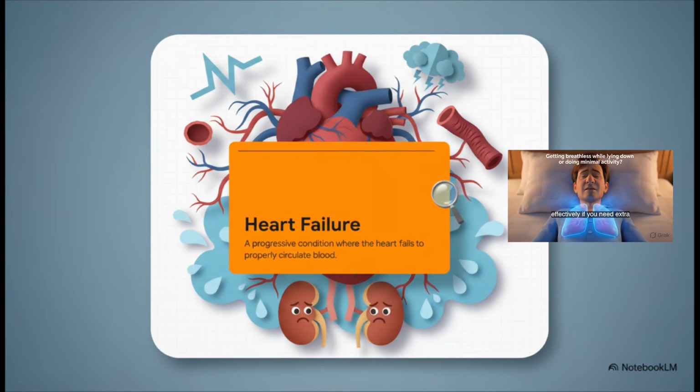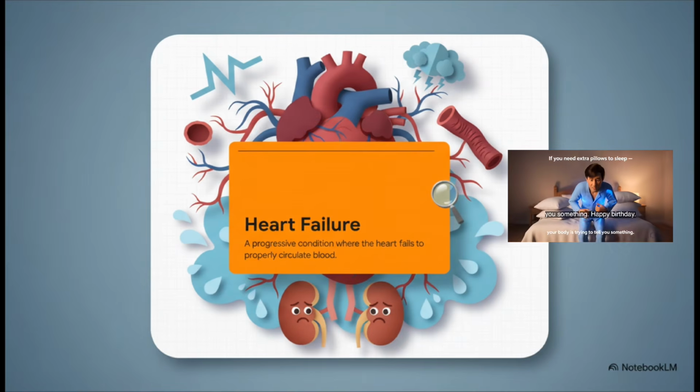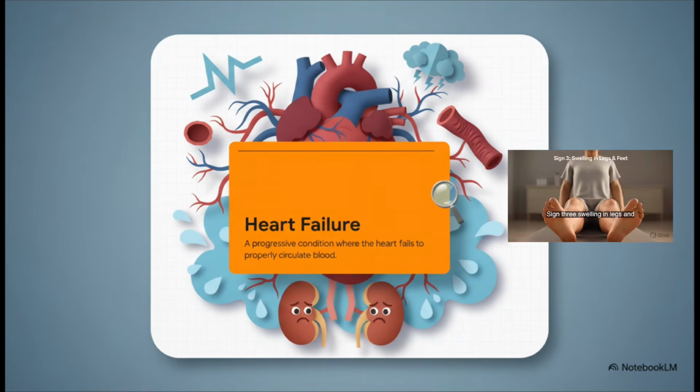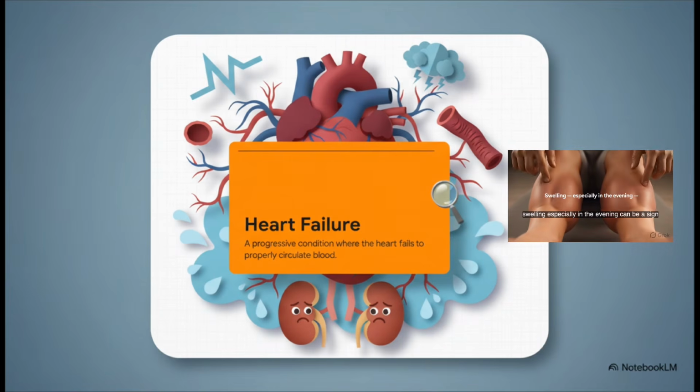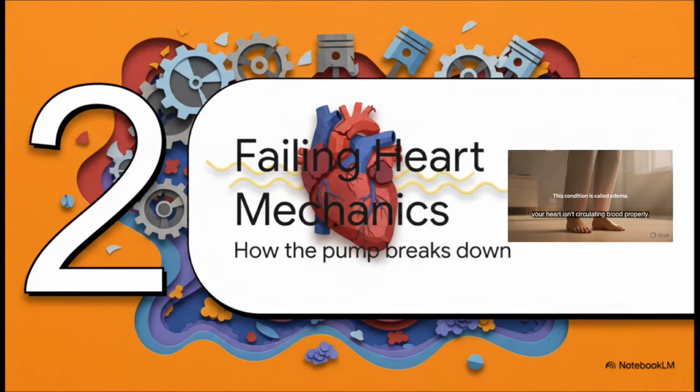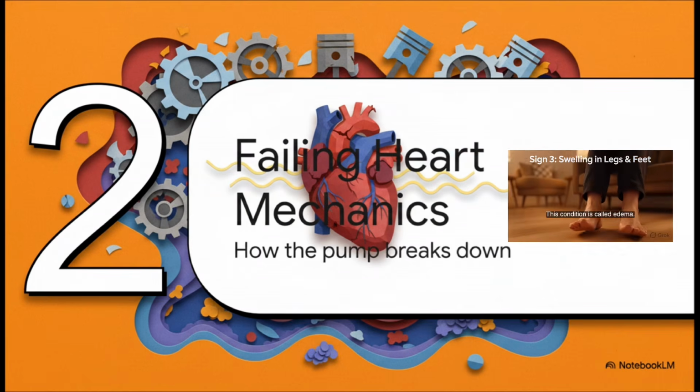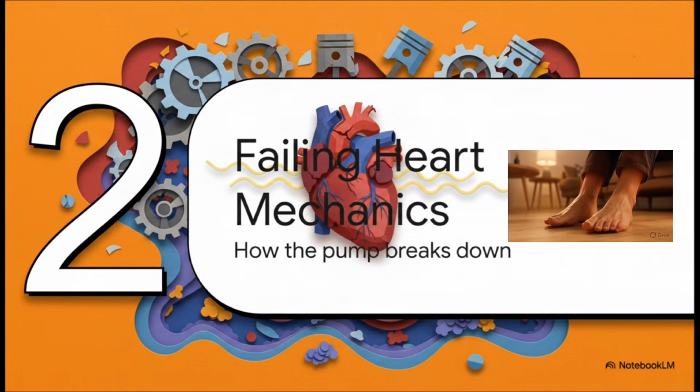When the heart can't pump efficiently, your kidneys sense that reduced blood flow and, well, they kind of panic. They try to compensate by hoarding water and salt. That leads to congestion and swelling, which just puts even more strain on a pump that is already struggling to keep up. Which brings us to part 2, mechanics of a failing heart, how the pump breaks down.